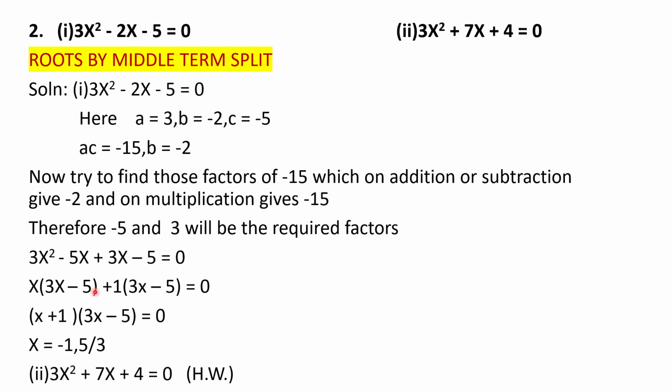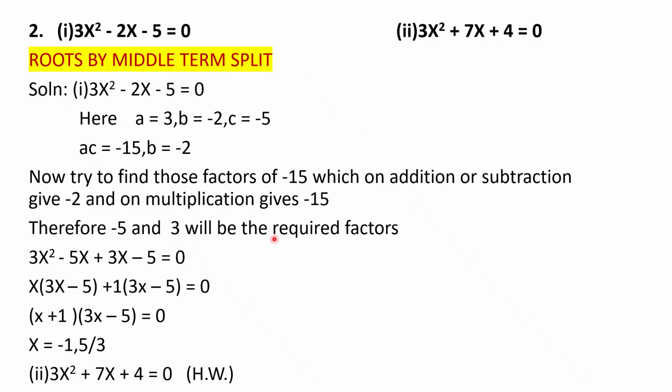x common: x(3x - 5), plus here 1 common: 1(3x - 5). So (x + 1) common and (3x - 5) common. So x is, in this case, -1, and in this case 5/3. By similar logic, this equation you can take as homework.